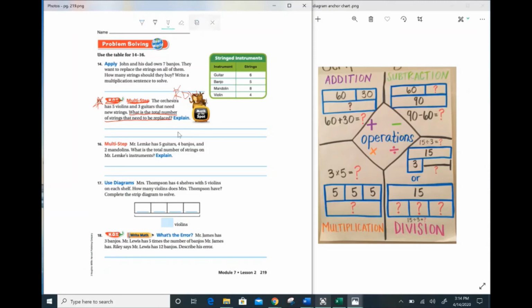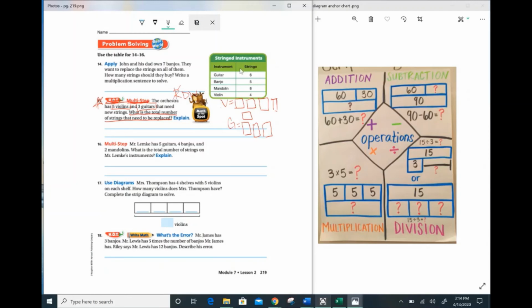So first of all, I know I have 5 violins. So I'm going to draw my violins here on the side. Violins, I'm going to draw 1, 2, 3, 4, and 5. And I know that I need 3 guitars that need new strings. So the guitars, I have 3. 1, 2, 3.